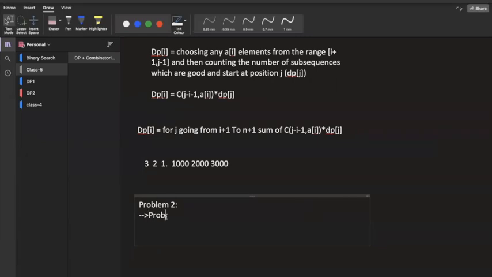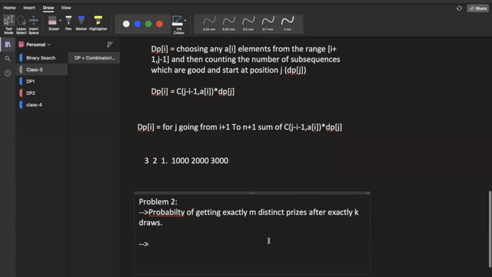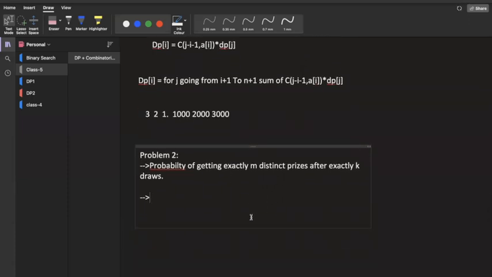So we need to find the probability of getting exactly m distinct prizes after exactly k draws. So the first thing which we'll do is that for each prize, we will calculate its probability. So for each prize, we define P of i as W of i upon the sum of W of i.